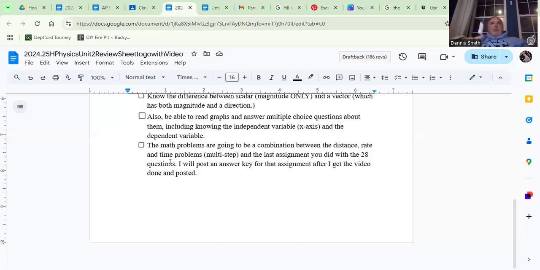The math problems are going to be a combination of the distance, rate, and time problems. That's the multi-step, the 10 problem questions that we did. I can tell you that there are 2 of those on there. And then there are also 2 charts based on the assignment you had, the 28 questions and the different chart with the curves on the graph. There are 2 of those types of graphs. And then there is a displacement and distance question as well.